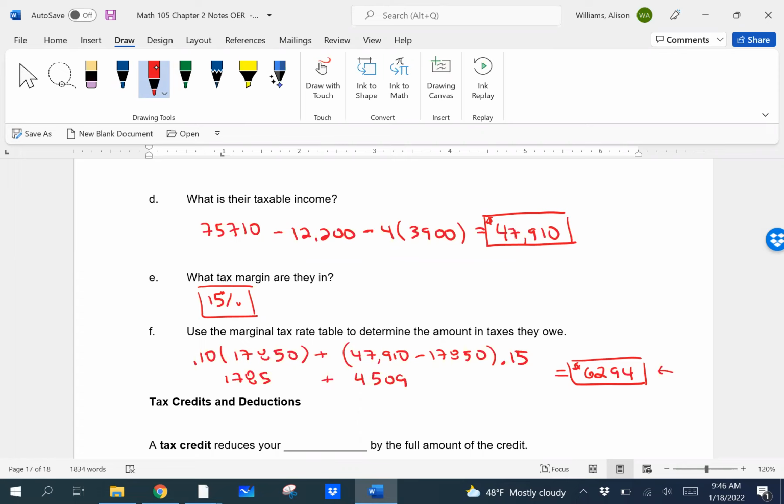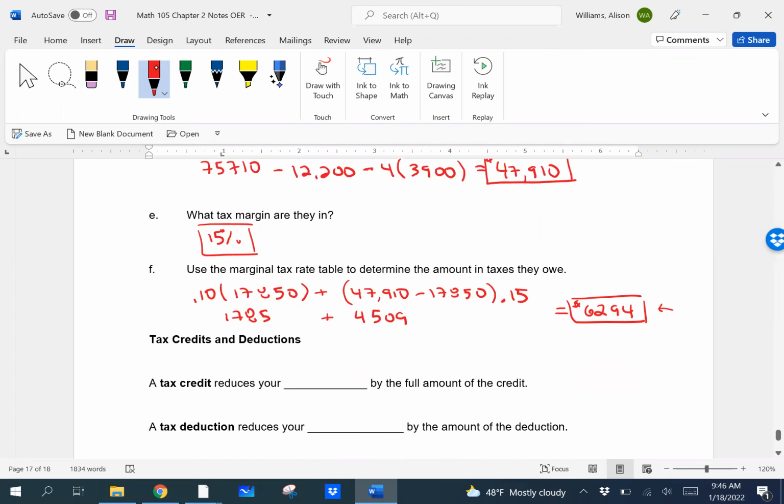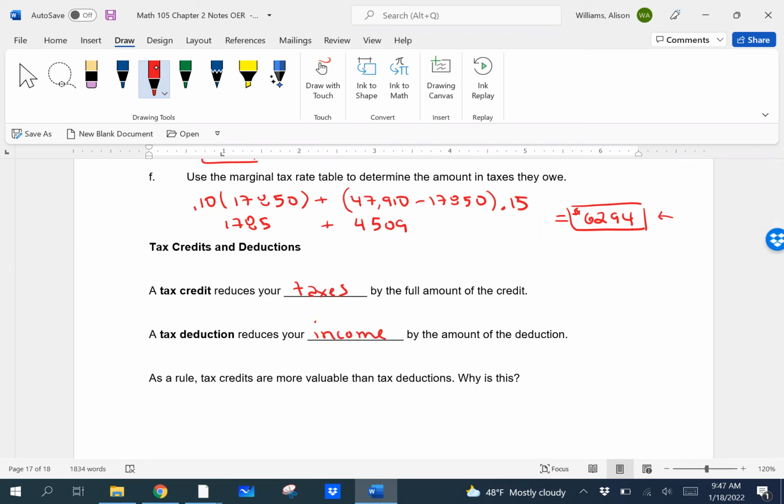Okay. So there are a couple other things we should mention, and that's the tax credits and deductions. A tax credit reduces your taxes by the full amount, whereas a tax deduction reduces your income. So what that means is, as a rule, tax credits are more valuable because it directly subtracts. So if you get like a $100 tax credit, you owe $100 less, but a deduction only lowers your taxable income. So let me show you an example of this.